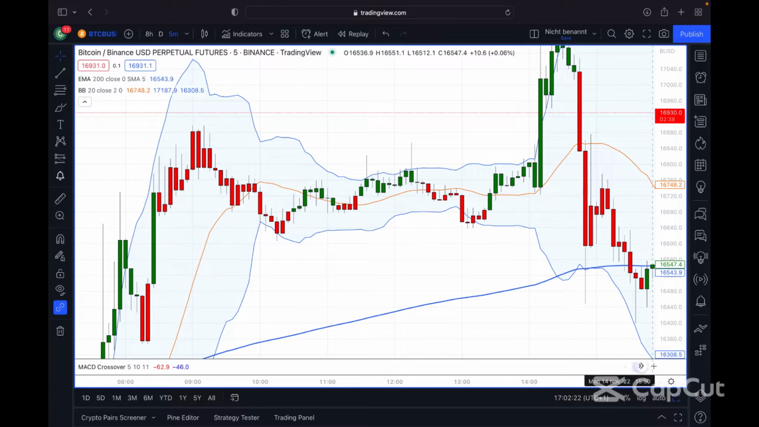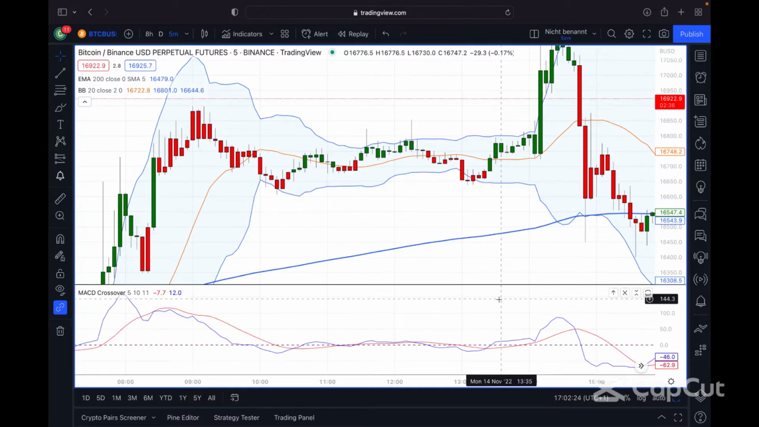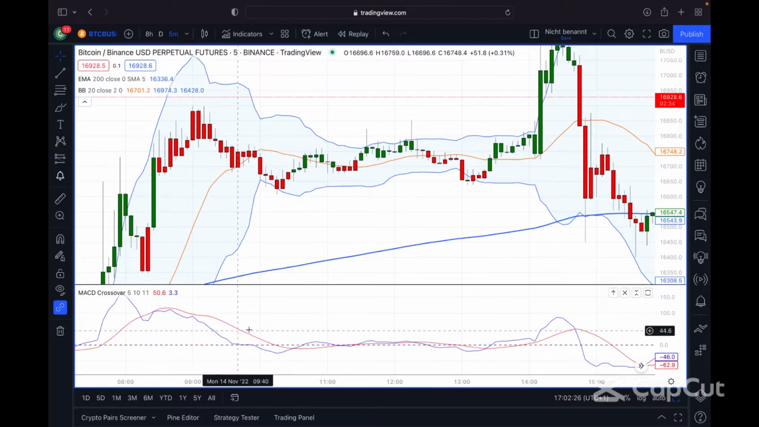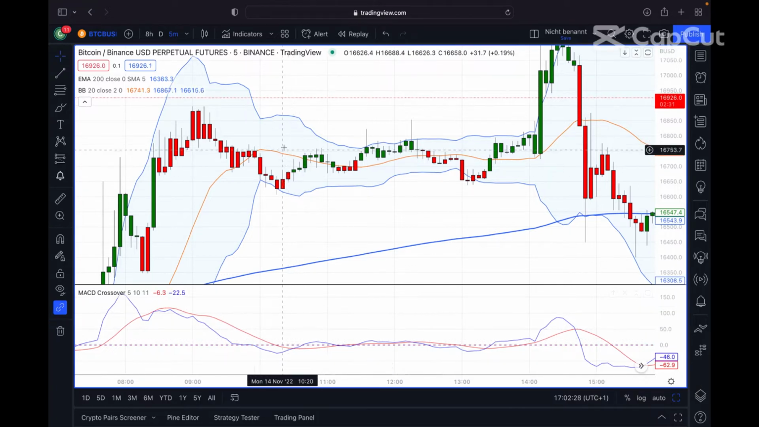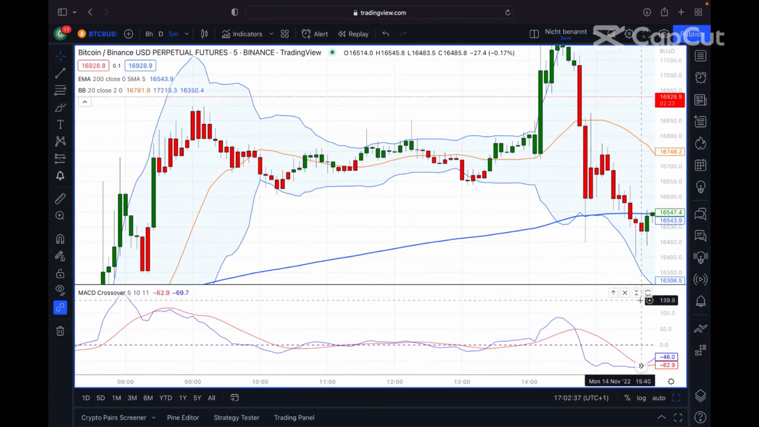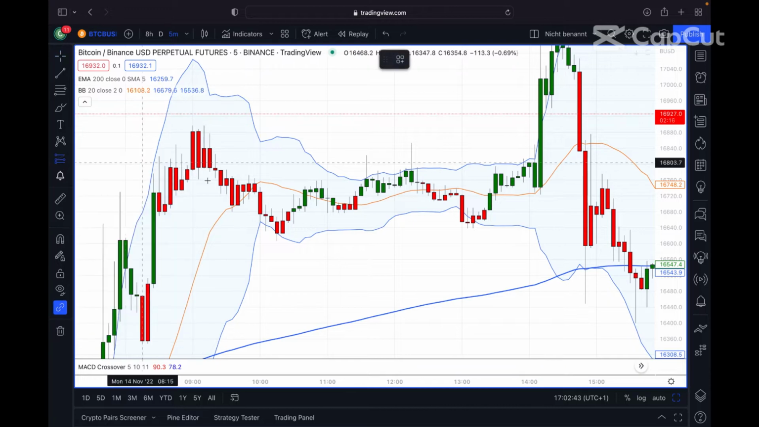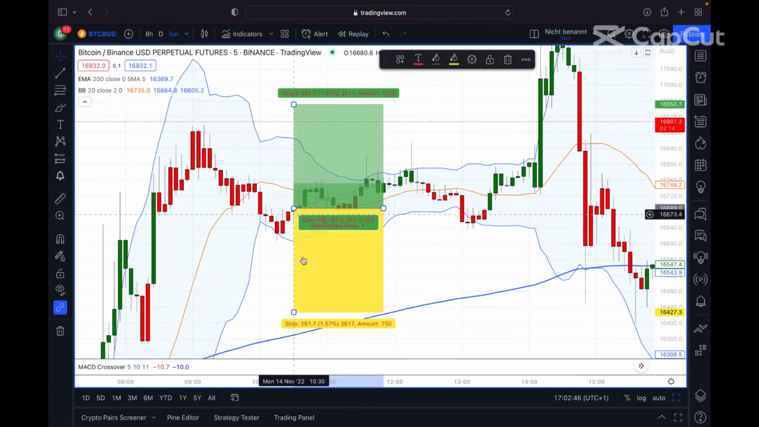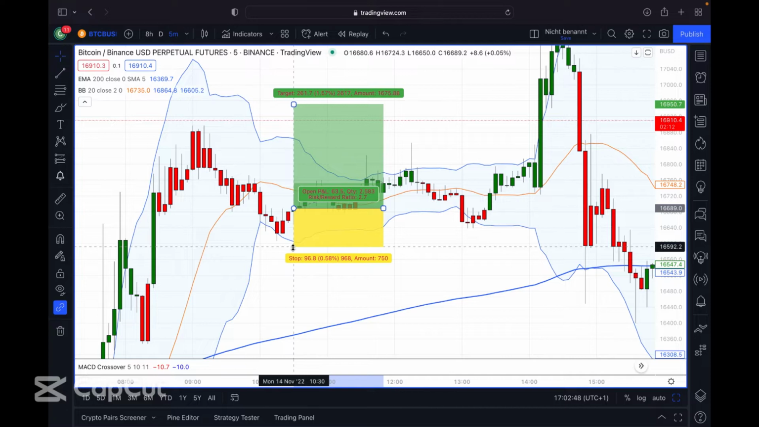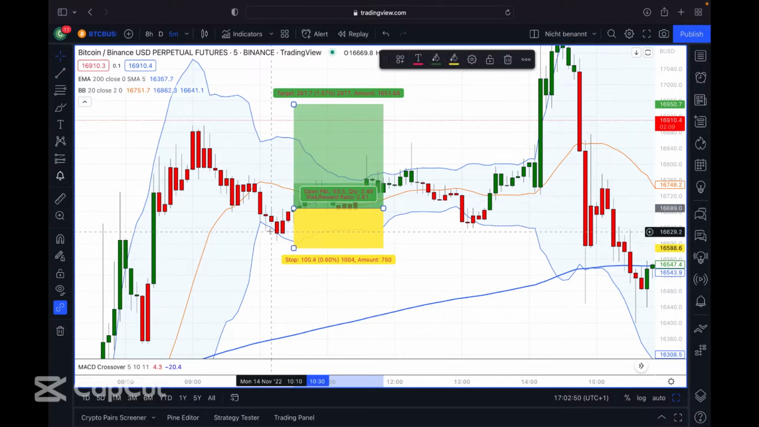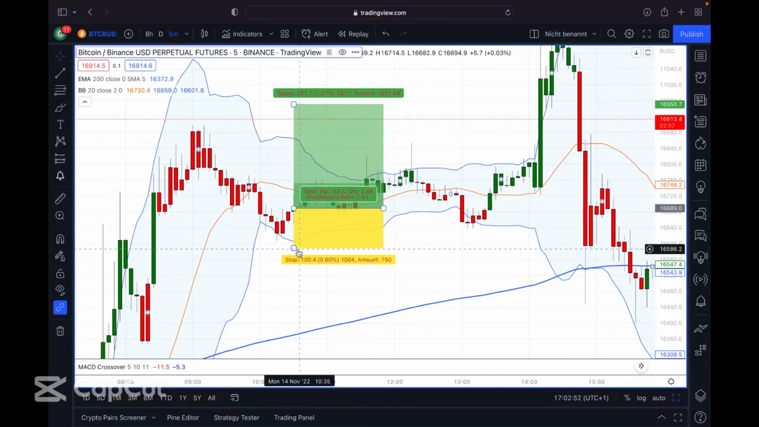So if I just collapse this again to show you the crossover, right here you can see the color of the candlestick changes to green as we have the crossover on the MACD. We are going to place our long position here, and for the stop loss we just put it just under the Bollinger Band.